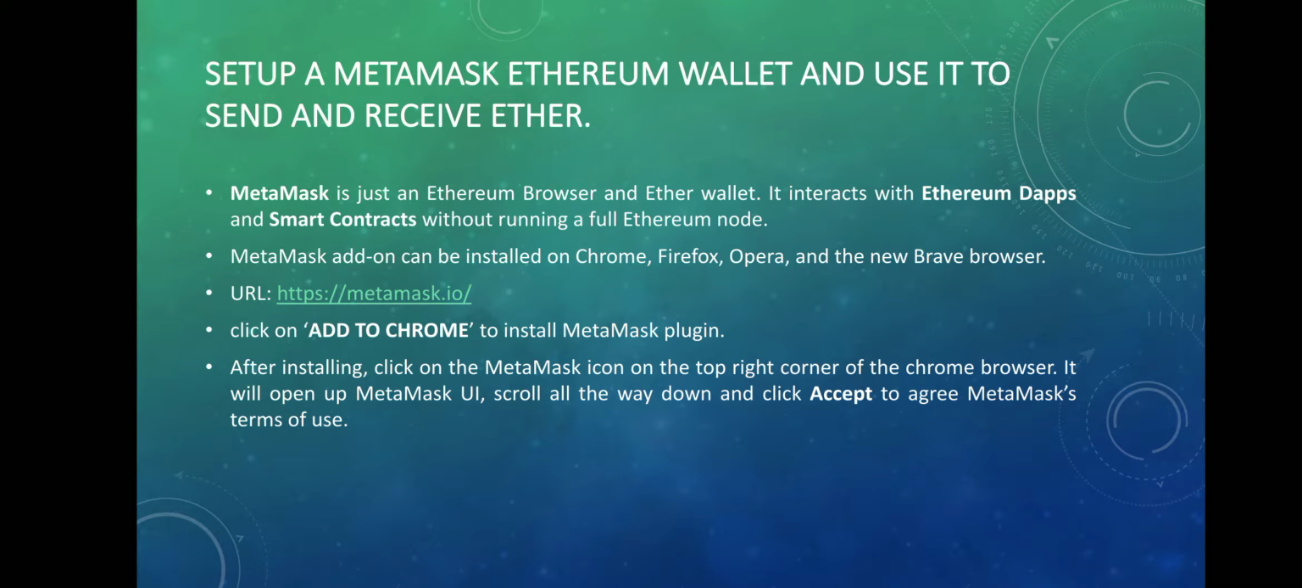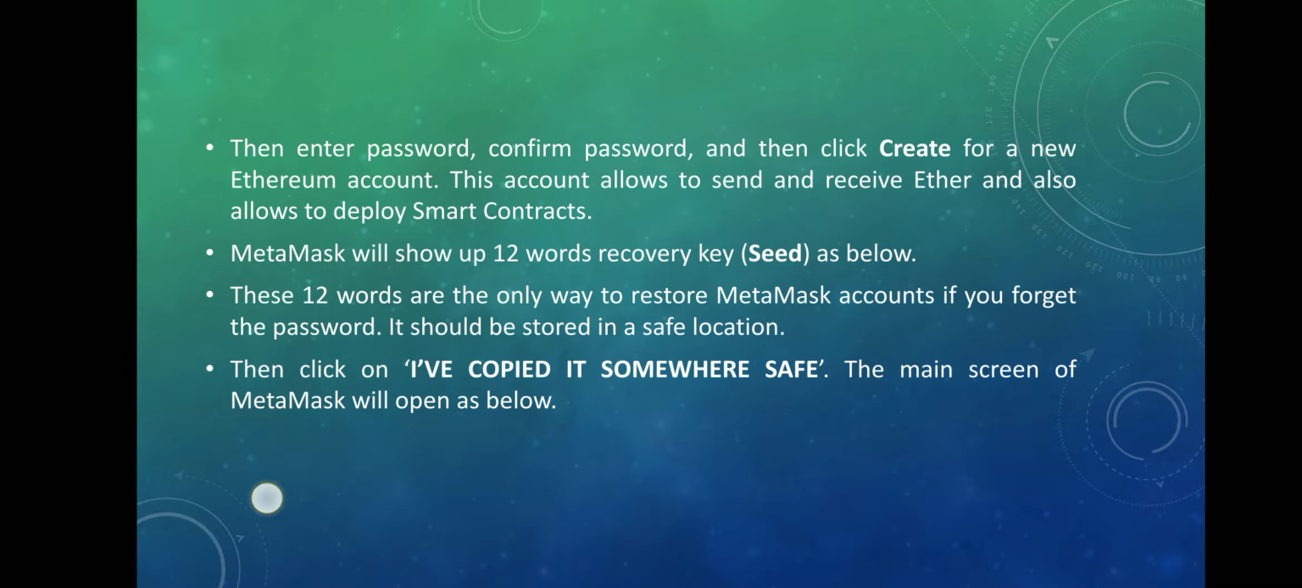After that you need to scroll all the way down. You need to accept the terms and conditions, that is click accept to agree. In order to use MetaMask you need to check that box. After confirming the agreement, it will ask you to enter a password. You need to enter a valid, strong password, at least 8 characters. After that you need to confirm the password. Then you can click create for a new Ethereum account, and your MetaMask account will be created.